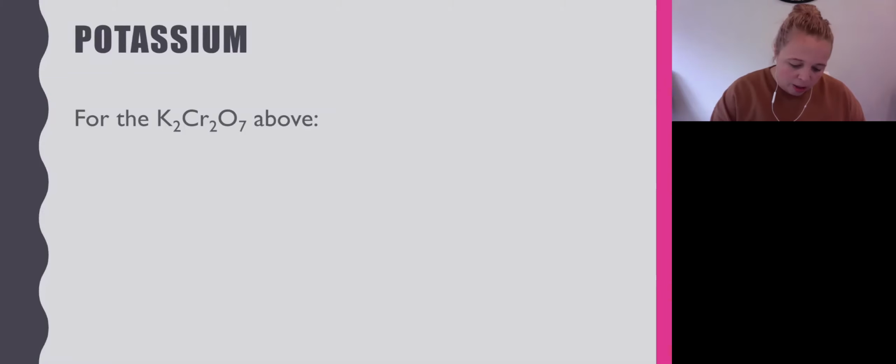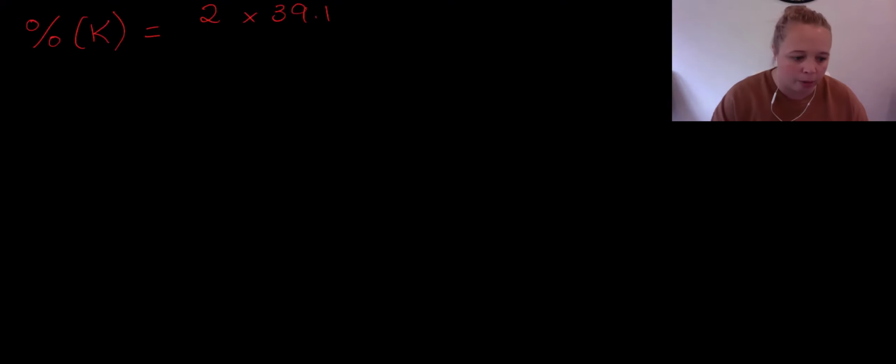I'm just going to switch us over to a blank screen and we should be able to talk through this here. The first thing we do is find the percentage of potassium. To do that, we need the mass of potassium within the compound. How many potassiums do we have? We have 2 of them. We're going to times it by its mass from the periodic table, which is 39.1, and we're going to do that over the mass of the entire compound.